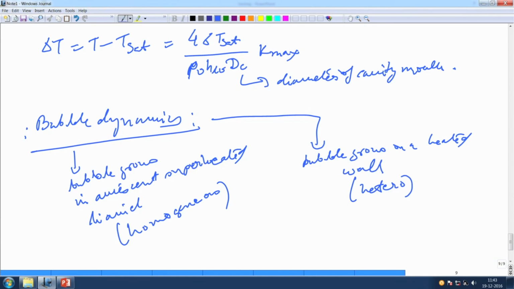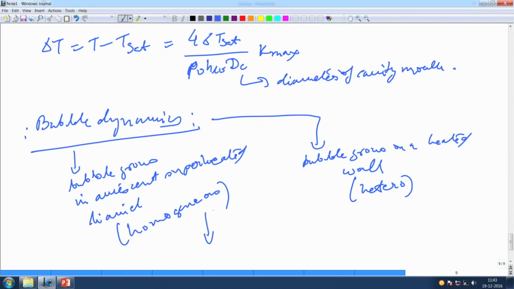In the next lecture, we are going to look at this phenomenon in more detail. First we will take the homogeneous nucleation situation, and we will see that there are basically two growth phases, one is inertial, and the other one is heat transfer controlled. We will see what each of those phases looks like. Okay, so we will see in the next class how we proceed from there.